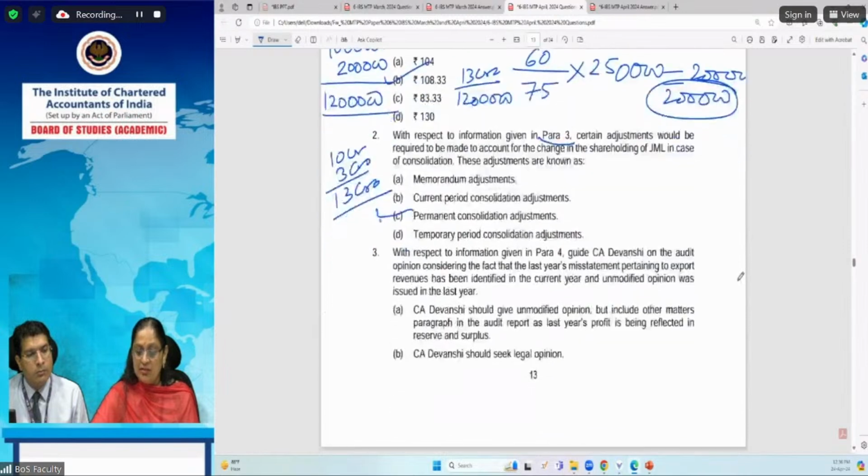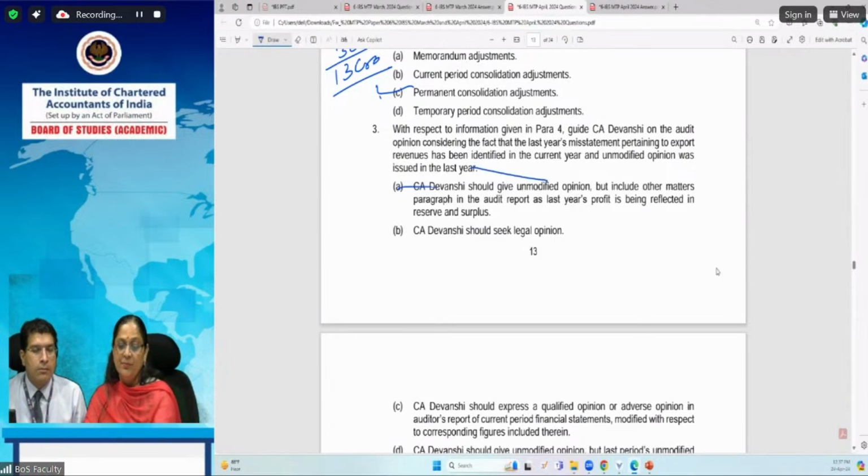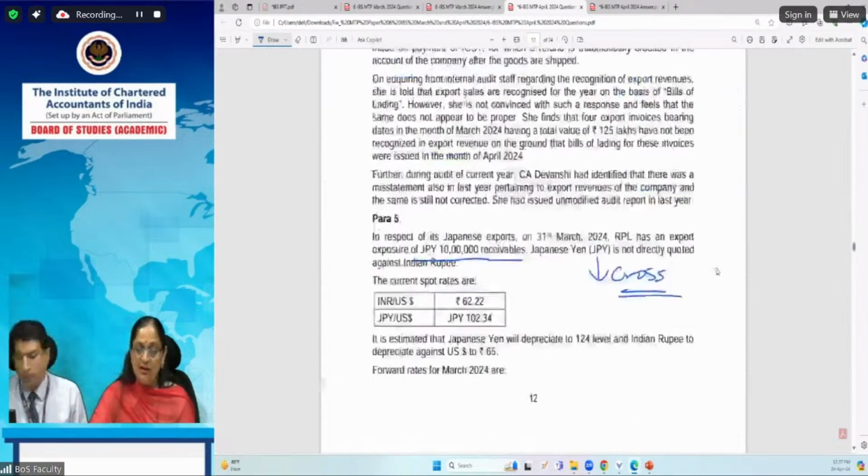So in this question, I have not taken much time, and now moving towards MCQ number 3. With respect to information given in para 4, guide CA Devanshi on the audit opinion, considering the fact that the last year's misstatement pertaining to export revenue has been identified in the current year and an unmodified opinion was issued last year. So we can refer to para 4 for that.